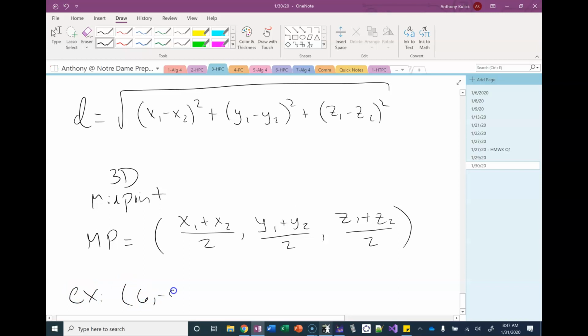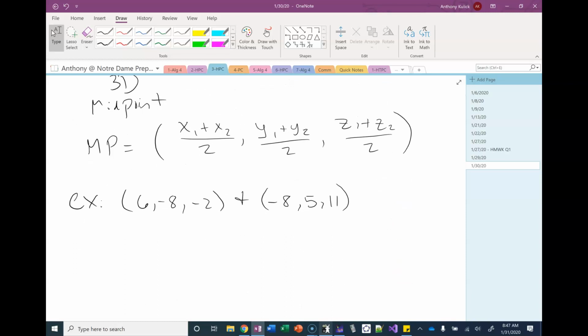So let's say we have these 2 points and we want to find the distance and midpoint. Well, there's no distance or midpoint for a single point, right? You need a pair of points to calculate a distance or midpoint. There's only a pair of points here, because that's what a 3-dimensional point looks like.